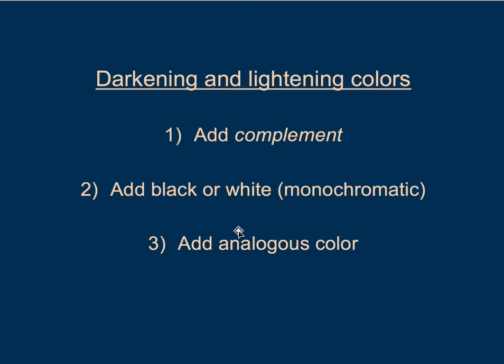Now, when you darken a color, there are three main ways to do it. You can add its opposite, its complement. You can add black or white, which is what most people go to. It's the default way of darkening and lightening. Or you can add analogous colors. All right. So what I want you to do is get rid of the idea of reaching for black and white every time you want to make a change of value. I want you to try complementary, and I want you to try analogous. So this assignment's going to have you mix those.